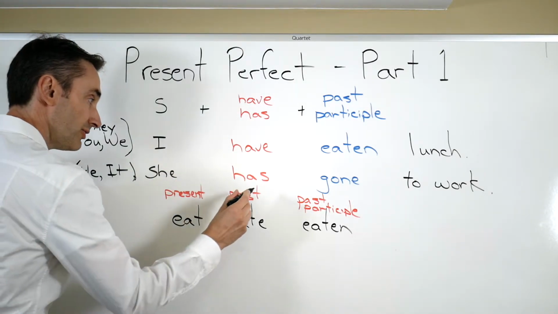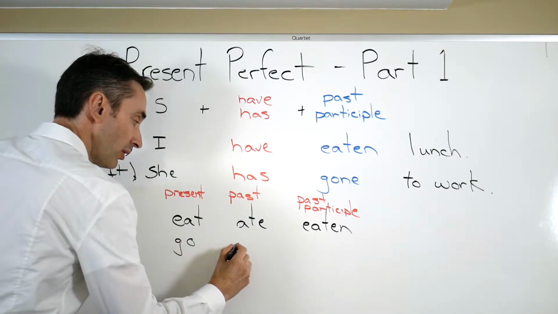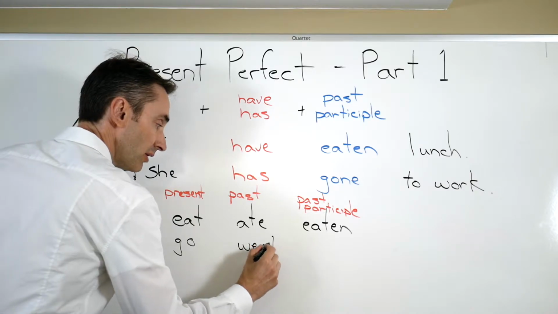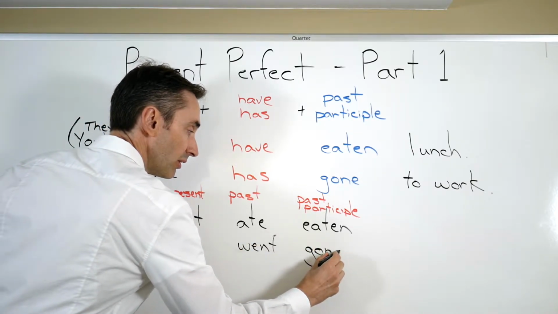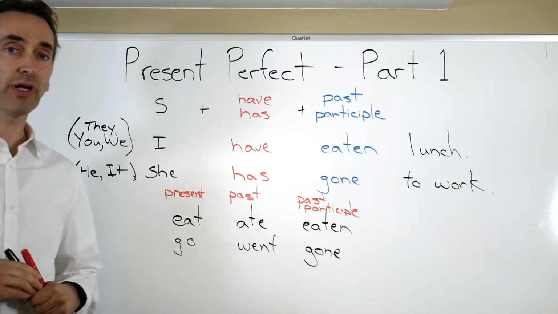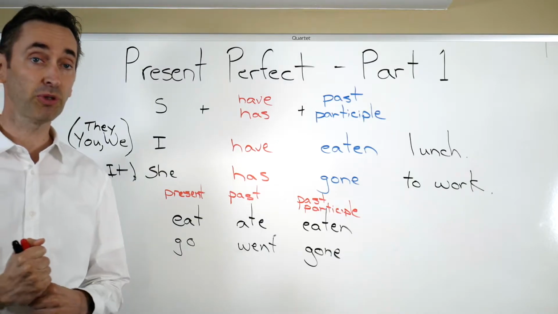The second sentence has gone, so we have go, went, and gone. And these are irregular verbs, and you'll have to memorize a new form of this verb.